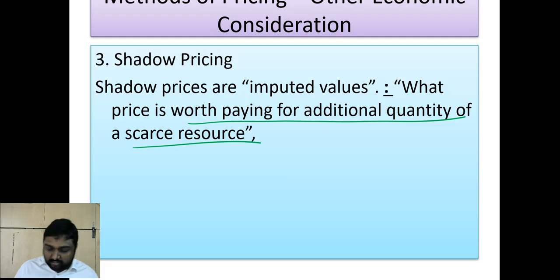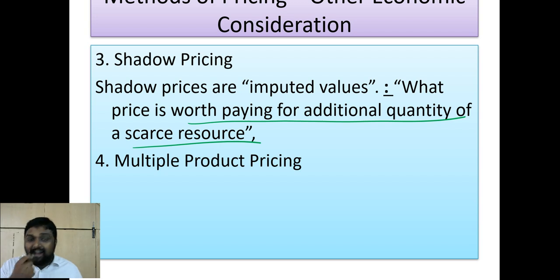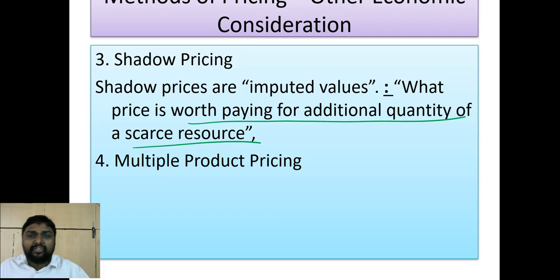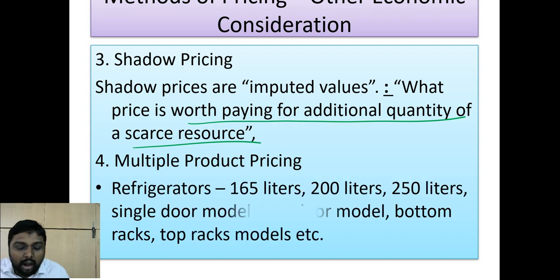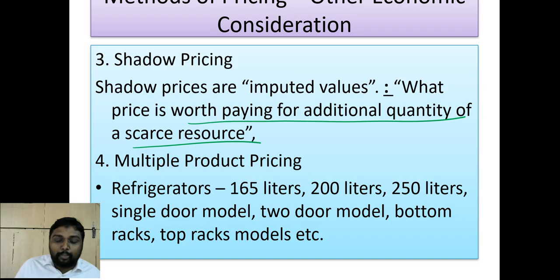Next is multiple product pricing. If you go to an electronic showroom, you can find a 100-liter refrigerator at one price, same company, same model, same features, and a 150-liter capacity at another price. That means from product to product, the pricing is different. That is called multiple product pricing. These all come under other economic considerations. So cost based, competition based, demand based, other economic considerations.